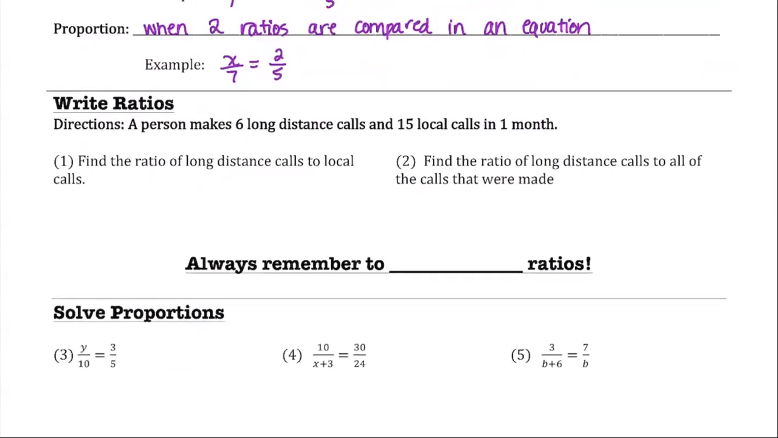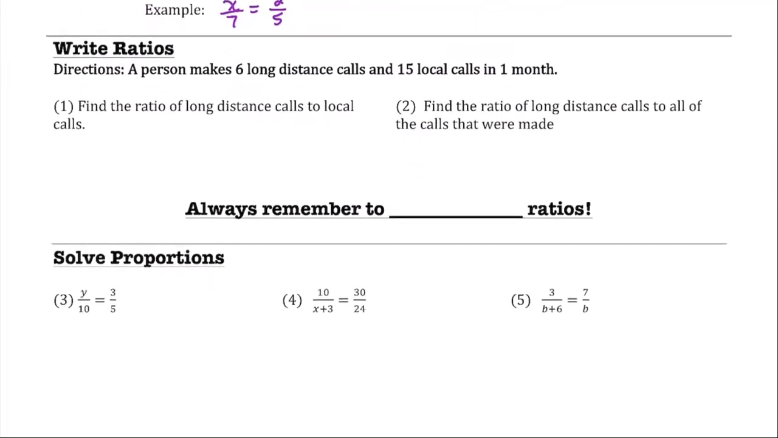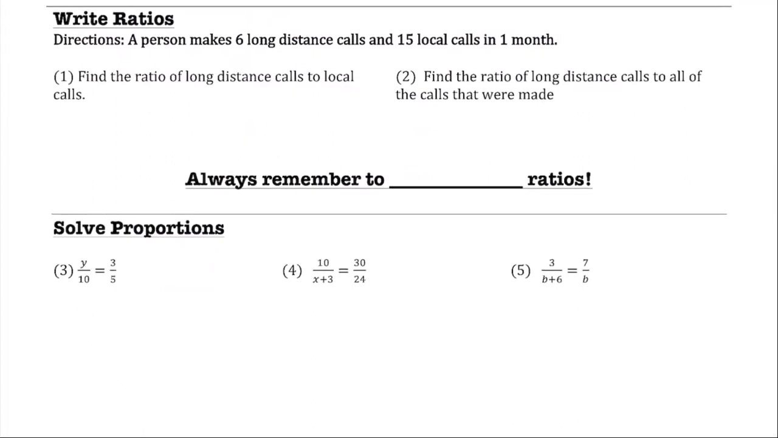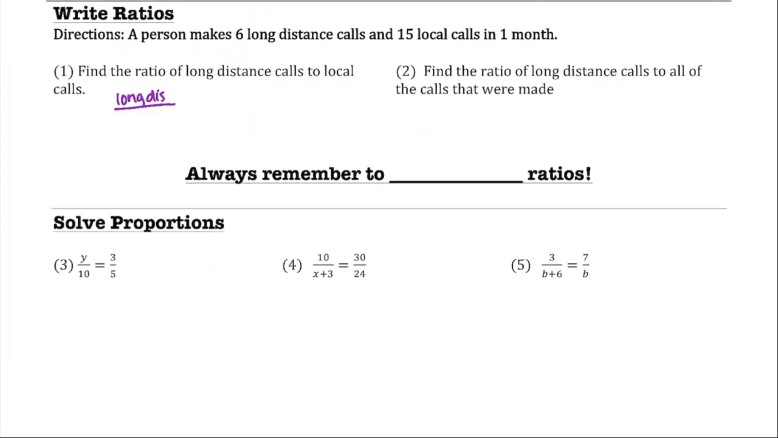So we can do these with just random numbers, or we can do them in a problem kind of like this one, where it says, for example, a person makes 6 long distance calls and 15 local calls in 1 month. Number 1 says, find the ratio of long distance calls to local calls. So when we say find the ratio, it just means we're going to compare those two categories using a fraction symbol. We're going to do our long distance calls on top, and we're going to do our local calls on the denominator.